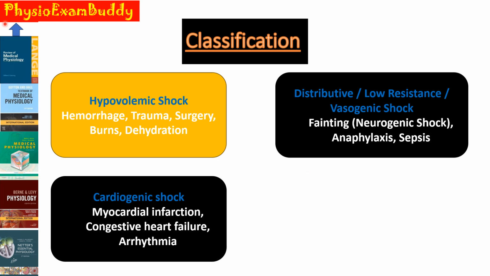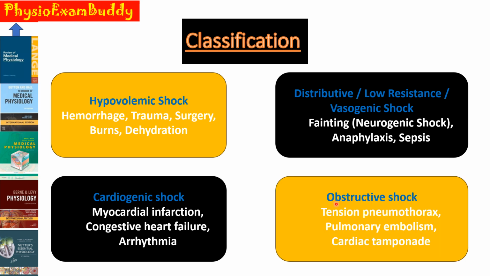Cardiogenic shock. Cardiogenic shock is because of the inadequate output by a diseased heart, which occurs in case of myocardial infarction, congestive heart failure, as well as in arrhythmias. The last type of shock is the obstructive shock, occurring due to obstruction of our blood flow. It can be due to tension pneumothorax, pulmonary embolism, cardiac tumor, as well as cardiac tamponade.